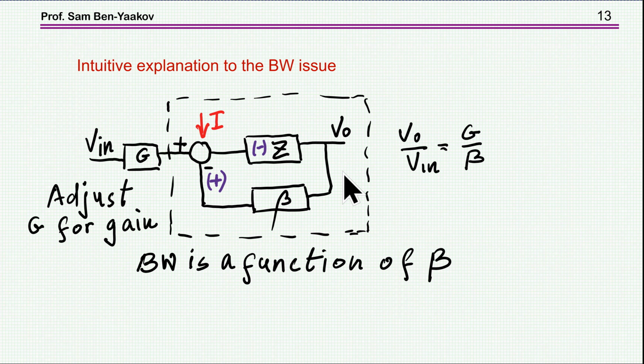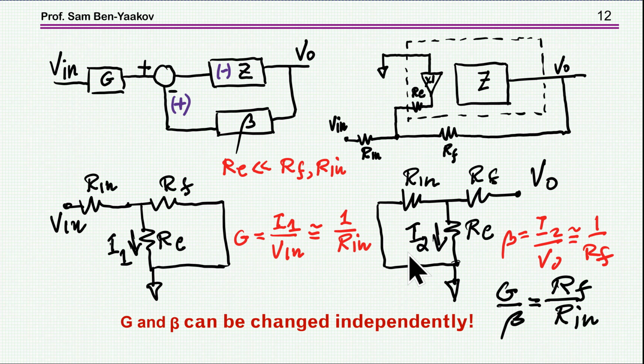Okay, but this is a fine point that is really not a major point in the discussion that we have here. What is important to realize, I'm going back here to this slide, is that as we can see here, G is a function of Rin and beta is a function of RF. So G and beta are independent. You can change one while the other one can be kept constant. This is in contrast to the VFA, as we have seen, where you cannot change them independently. So this is the major point of the current feedback amplifier, that you can change G and beta independently.